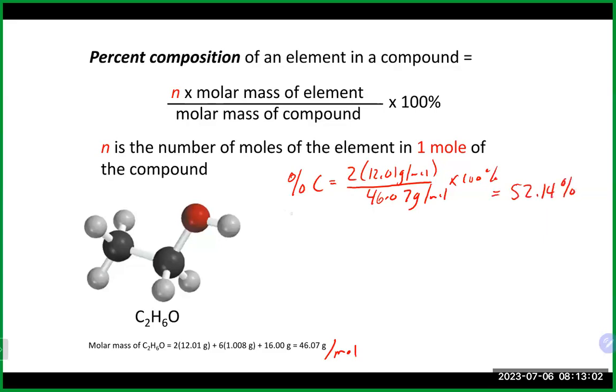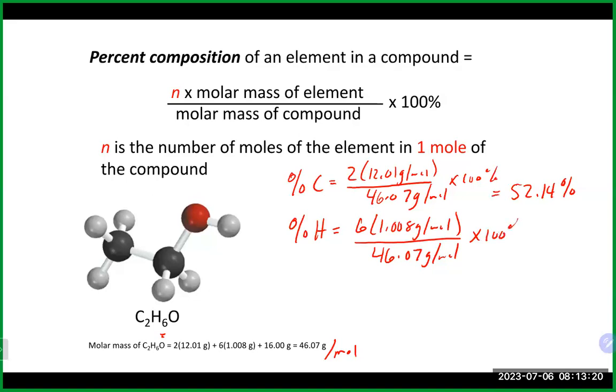We could do the same thing for the percentage of hydrogen. There are 6 of them. So we're going to take 6 times the molar mass of hydrogen from the periodic table, divided by the molar mass of the entire compound, and also times it by 100%. If we did that, we get 6 times 1.008 divided by 46.07. It's going to give us about 13.13%.